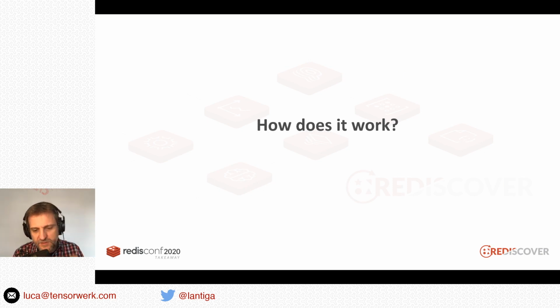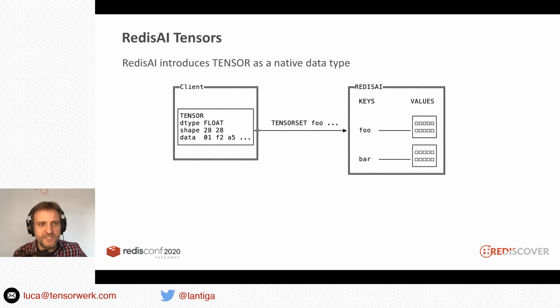I'd like to delve a little bit into how RedisAI works behind the scenes, because it's a good way to get accustomed to what it does in detail. So we said that RedisAI introduces tensors as a native data type. What happens if you have a tensor on the client, which is usually represented by information of what numerical type, float, int32, int16, and so on, a shape? For example, if it's a 2D image, it could be 28 by 28 pixels, or it could be any dimension, even a 4 or 5D tensor, and then binary data.